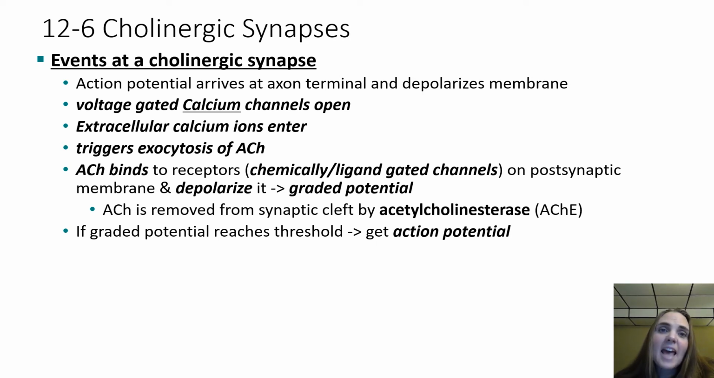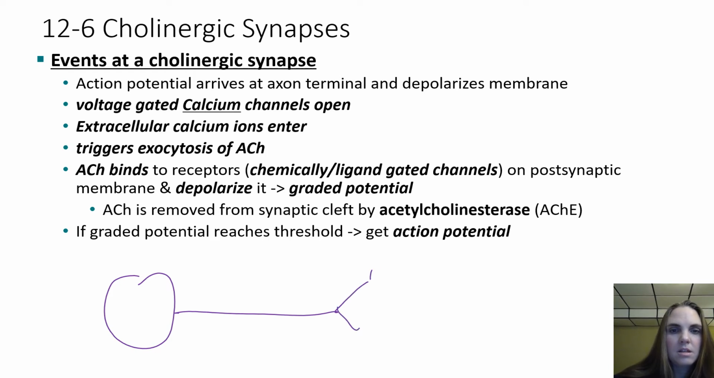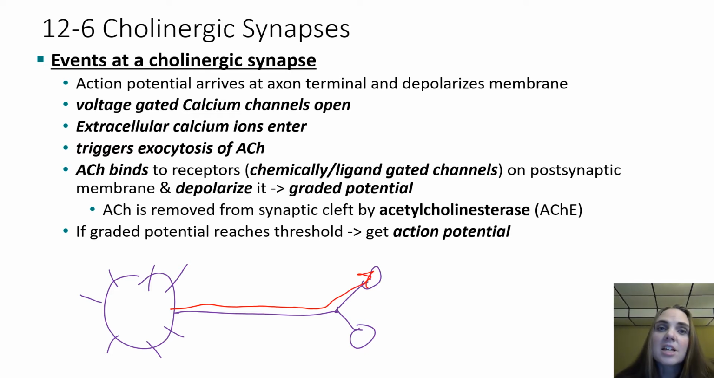So what happens at the cholinergic synapse? I'll draw my neuron here. That action potential is going to travel down our axon and arrive at the axon terminal. And remember that action potential is a depolarization that's traveling down that membrane. It's an excitable membrane, and so that depolarization, once it starts, travels all the way to the end, to the axon terminal.